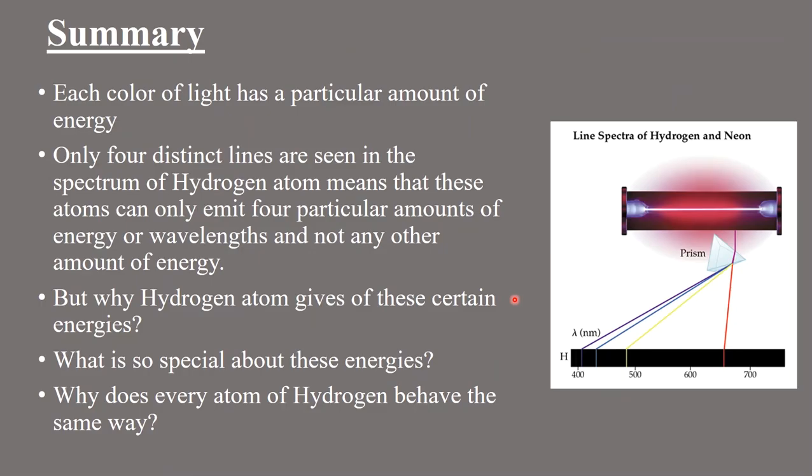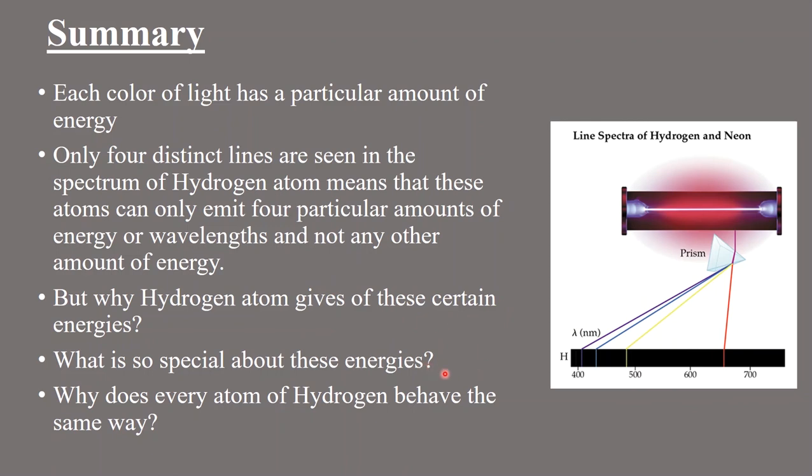So what we get out of this discussion is that each color of light has a particular amount of energy. And the fact that only four distinct lines are seen in the spectrum of hydrogen means that these atoms can only emit four particular amounts of energy, or wavelengths, and not any other amount of energy. But why does the hydrogen atom give off these certain energies?